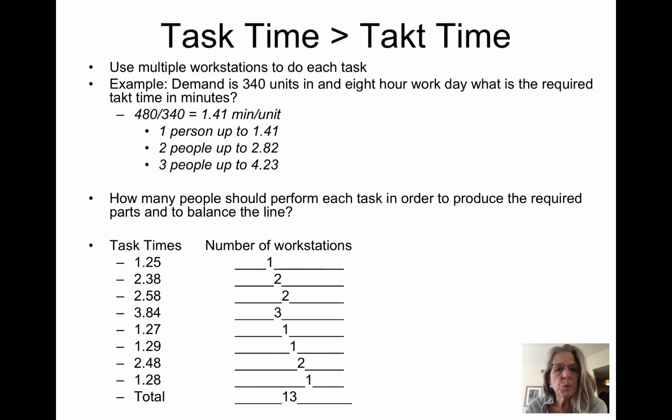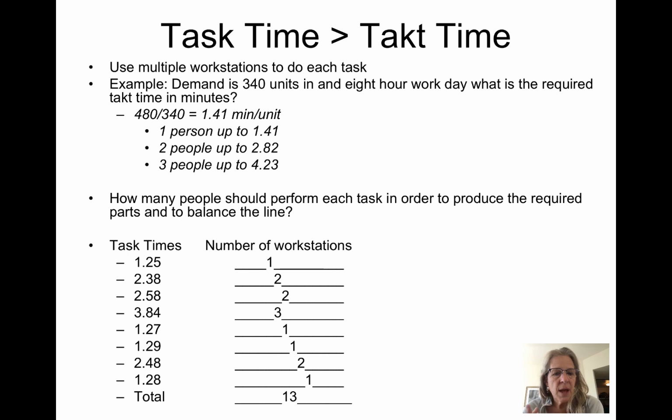So if one person's working on that, it'll be 1.41. If two people, then we can spend 2.82. If it's three, 4.23. So when we look at each of the task times, we can say, well, should one person be doing that? If it's less than 1.4 minutes, they can be doing that. Two people can do it if it's less than 2.8, and three people if it's less than 4.2.